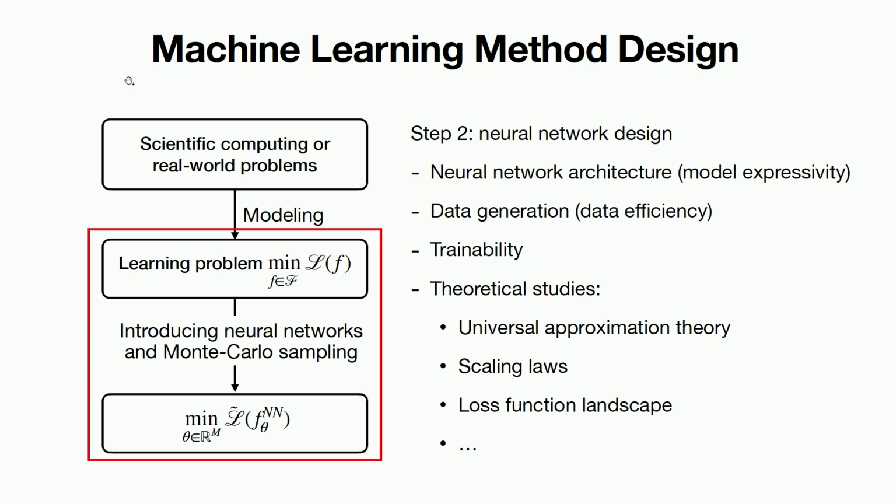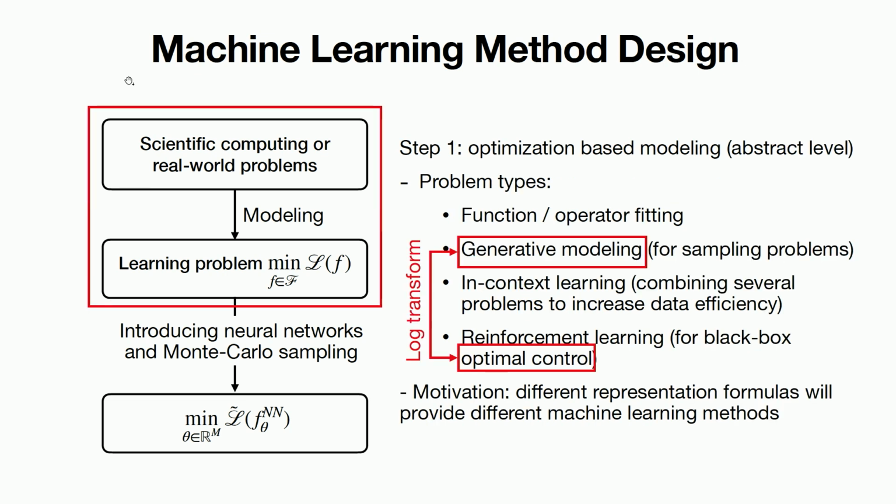And there are some theories done in this stage. For instance, universal approximation theory for the model architecture part, scaling laws saying how your error or your computational cost scale with respect to data and architecture size. And also the loss function landscape can help you to understand how easy it is to train your neural network. For this talk, I will focus on the first part. I will not touch the dirty work on the neural network side.